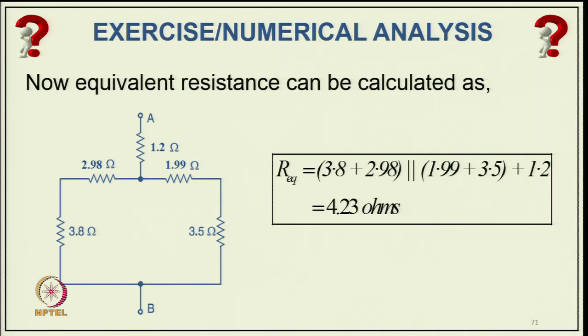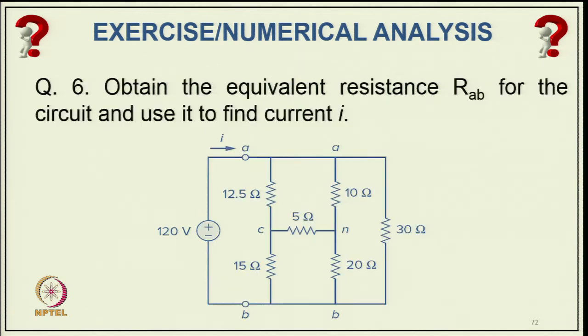So, these are good examples where we are using both transformations, first from delta to star and star to delta. Now, question 6: obtain the equivalent resistance R AB for the circuit and use it to find the current I A in this network.